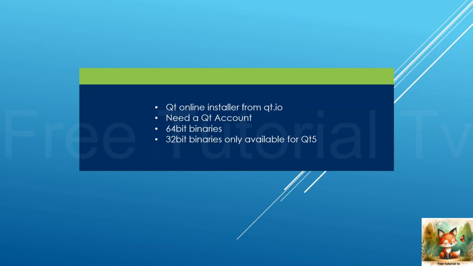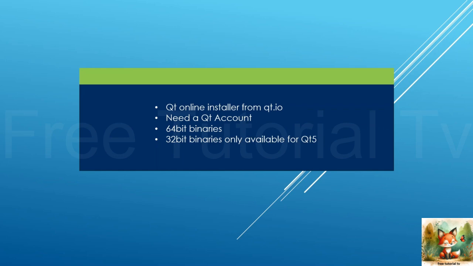So if you want 32-bit binaries, you have two options. One is to use Qt5, another is to build Qt6 yourself. We're not going to look at how to build Qt from the sources because that's a little bit involved. And if you are really interested, you can do a search on Google. You're going to find a lot of entries on how to do that.